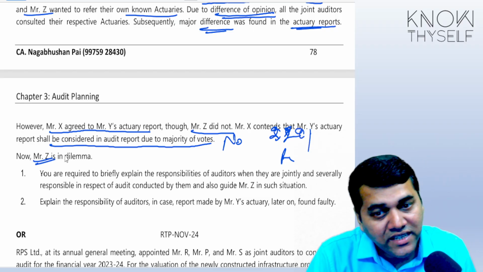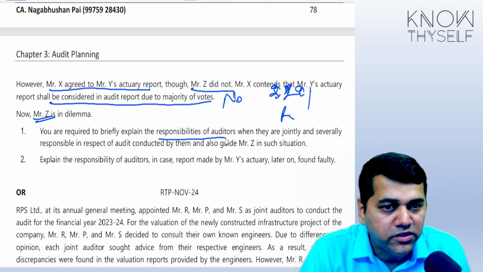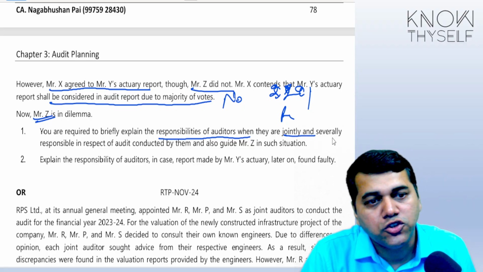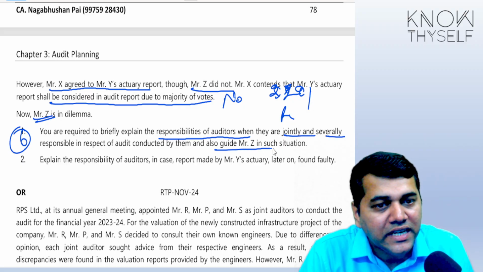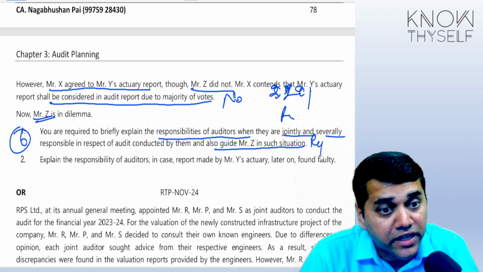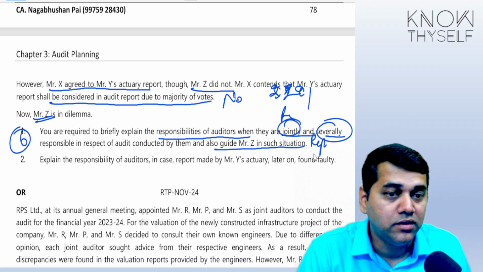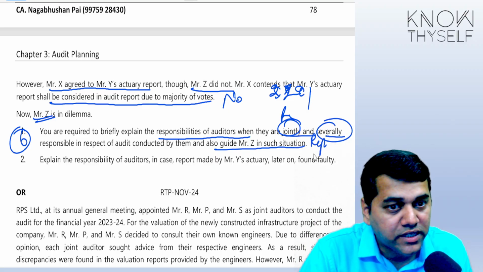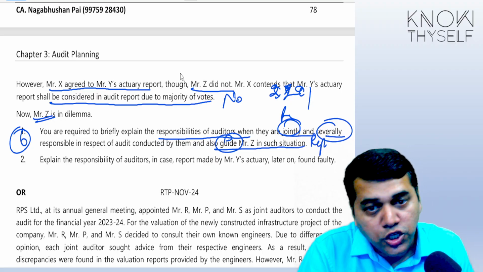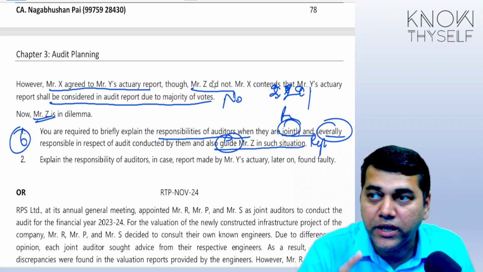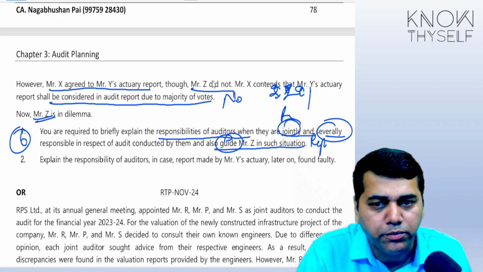Now the question: Z is in a dilemma. You look here. You are required to briefly explain the responsibilities of the auditors when they are jointly and severally responsible. 6 points. And also guide in such a situation. Which one? Reporting. So they asked you, when they are jointly and severally responsible, 6 points you have to write. And also guide. Guide means here he is in a dilemma now. Should I give a single report? Should I agree to X or should I not agree to X? And you can say you are free to write your own report.